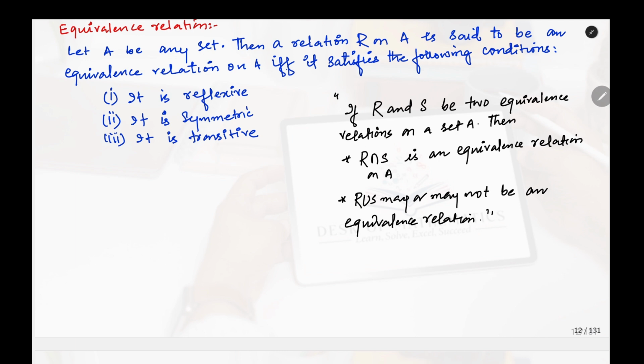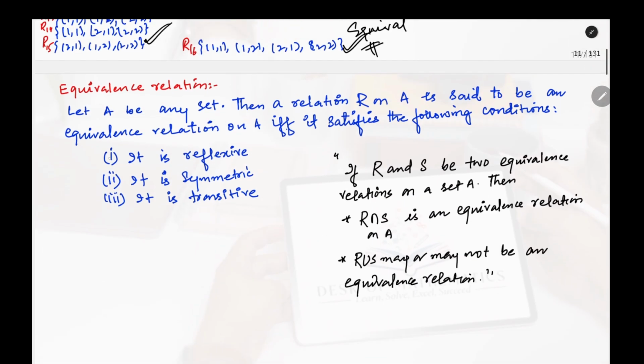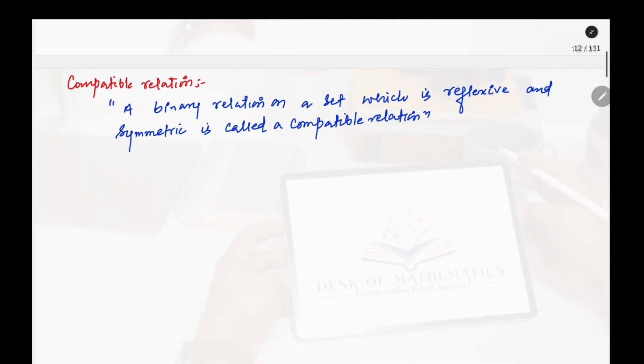Now another type of relation, that is the compatible relation. What is a compatible relation? A binary relation on any set that is reflexive and symmetric is called a compatible relation. Now you can check that an equivalence relation is reflexive as well as symmetric. So we can say every equivalence relation is compatible, but the converse is not true. Every compatible relation is not an equivalence relation.